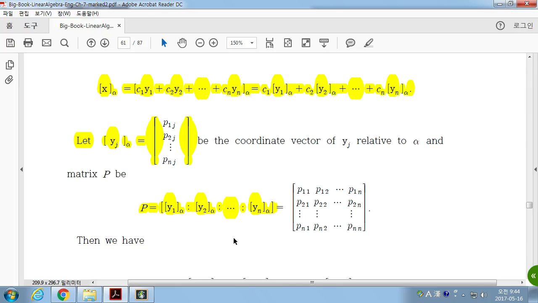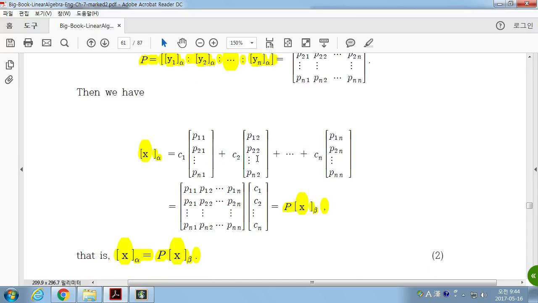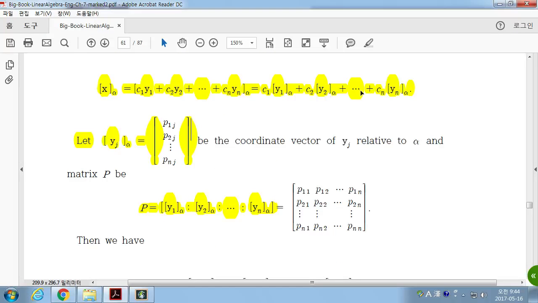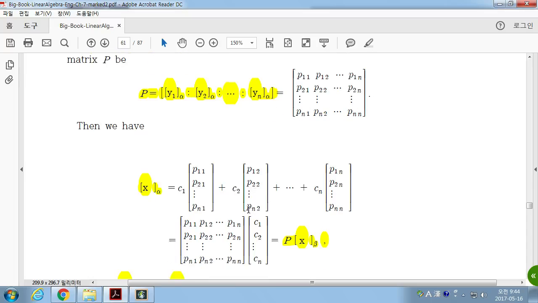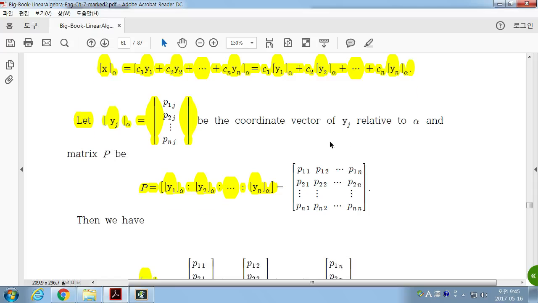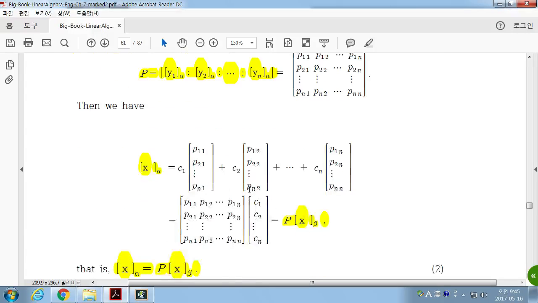Clear? Okay? Then look at that. So X, coordinate vector of X with respect to alpha. This can be written as this. Okay? Because these are the columns of this. So that can be written as this. But this also can be written as this, isn't it? This is a matrix P. So this is a coordinate vector of x with respect to the basis beta. So this can be written as P times the coordinate vector of x with respect to beta.